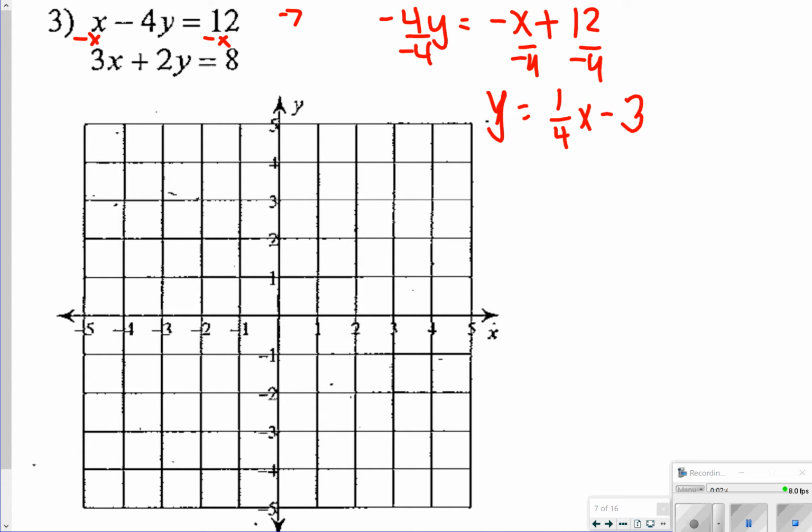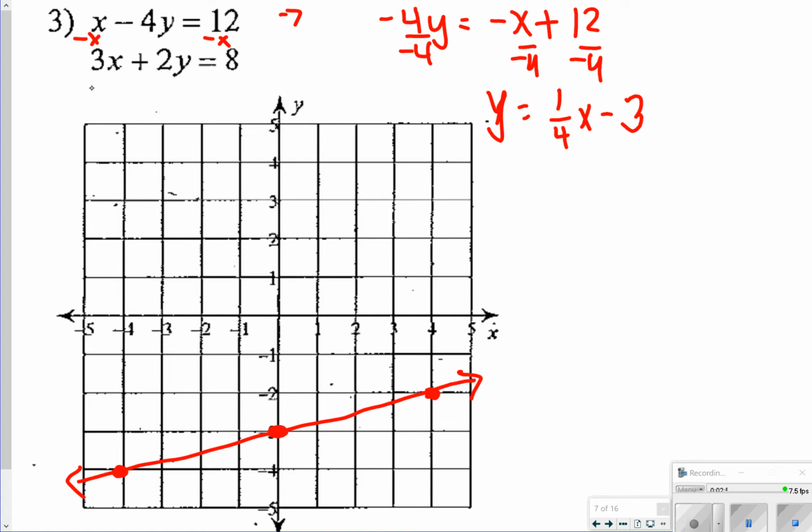So I'm going to go and graph that one. -3 first, which would be my y-intercept, and then positive 1, run 4. And then go down here, -1, left 4. So it's not as steep.